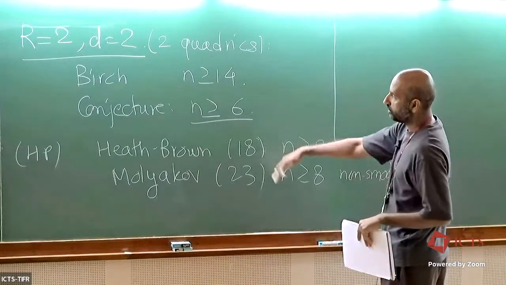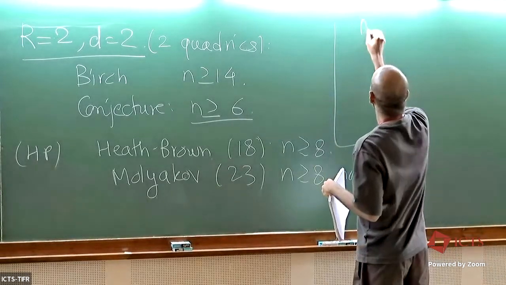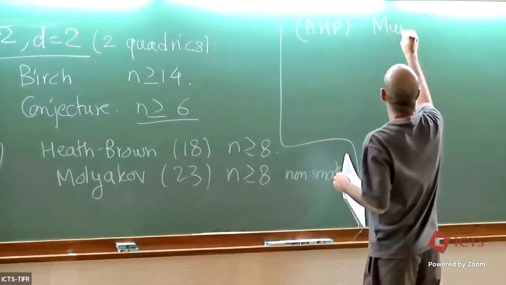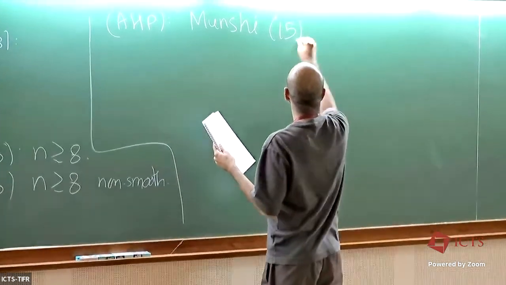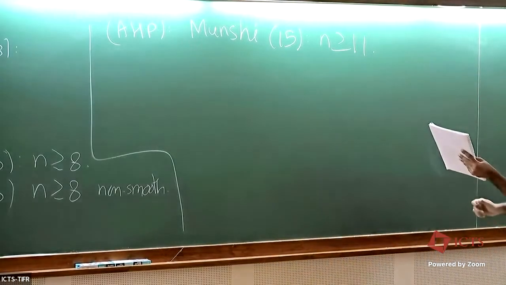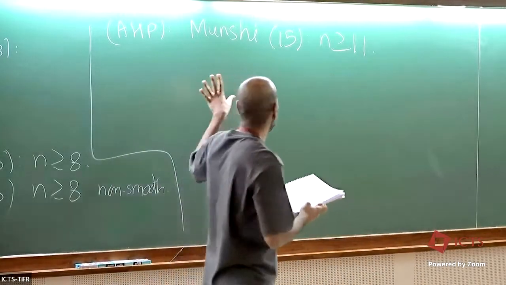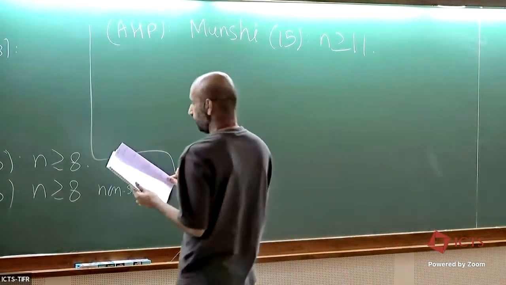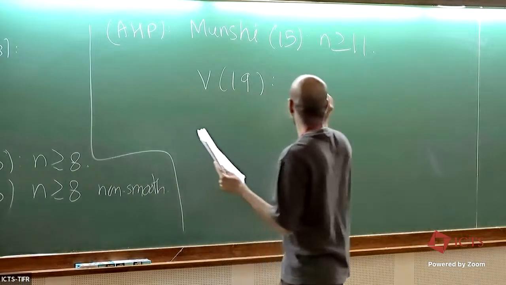But both these results that I mentioned don't give you asymptotic formulae. If you're asking for the analytic Hasse principle, then the best known result is due to Munshi. At the moment, that needs n bigger than or equal to 19. And then I'll just mention a couple of results which don't exactly come under the limit of r equal to 2, d equal to 2. But first I'll mention my result, which is in this spirit.